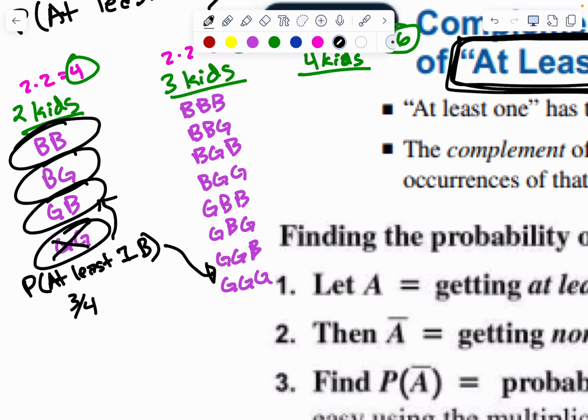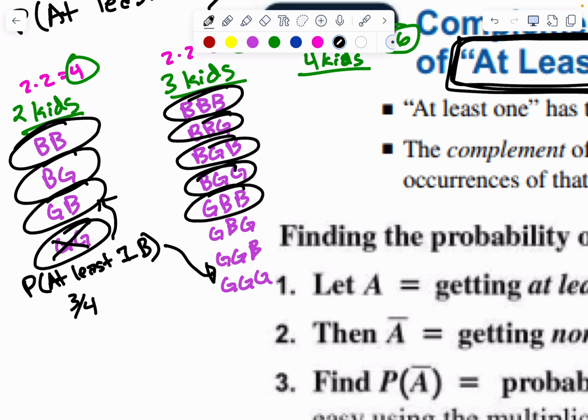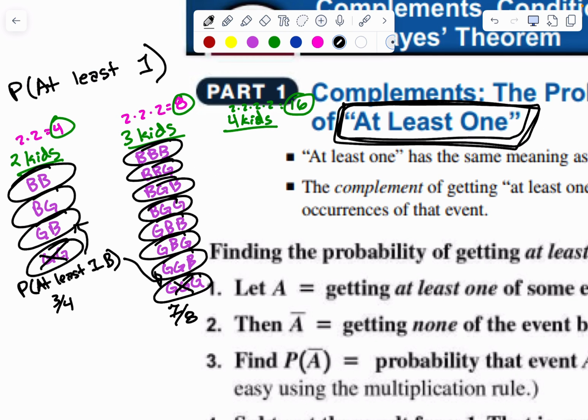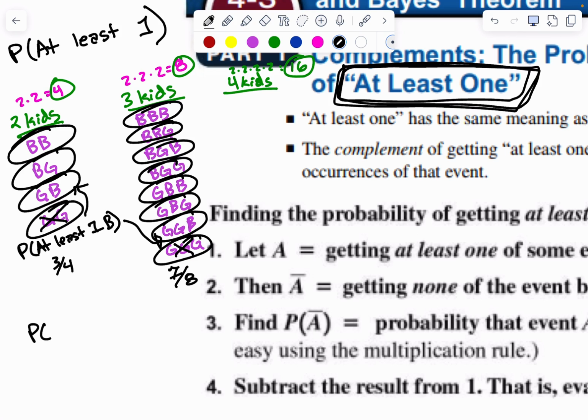Now let's do the same thing here. Let's do the probability of at least 1 boy here. At least 1 boy, at least 1 boy, at least 1 boy, and so on through the list. Does the last one give me at least 1 boy? No. So what are my chances of getting at least 1 boy in that list? 7 out of 8. Now when we do this, instead of doing the probability of at least 1, I'm going to do 100% minus the probability of none. Does this make sense?